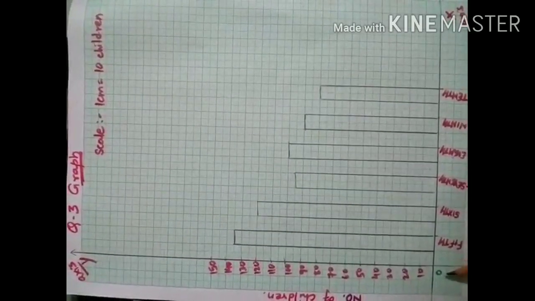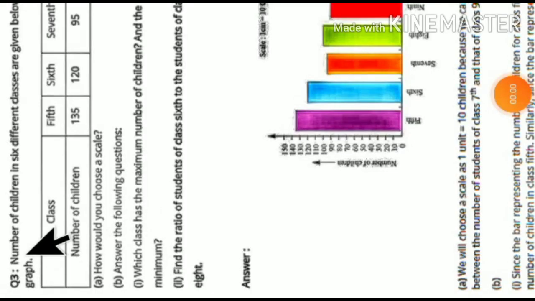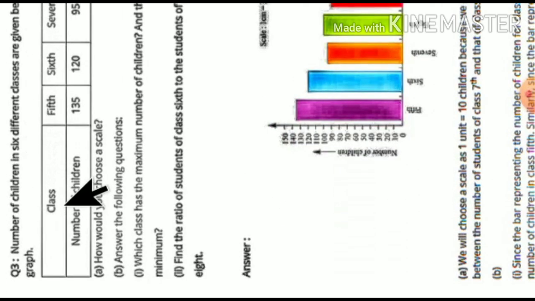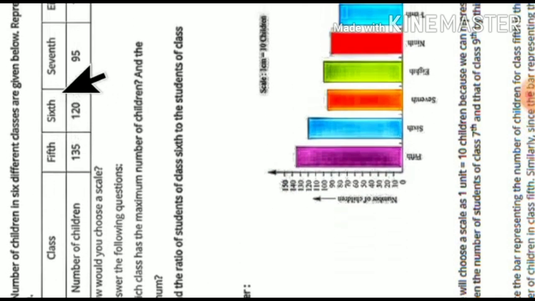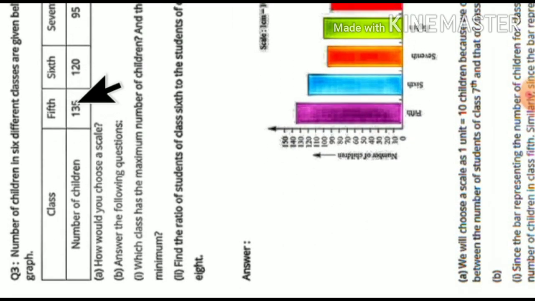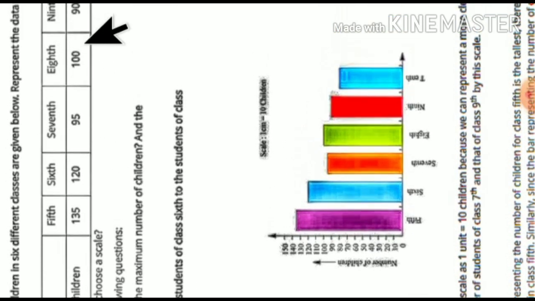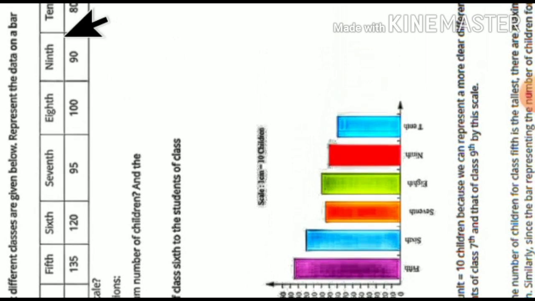Show the origin 0. Question number 3. Number of children in 6 different classes are given below. Represent the data on a bar graph. Now classes are given 5th, 6th, 7th, 8th, 9th and 10th, and number of children are given: 5th standard 135, 6th standard 120, 7th 95, 8th 100, 9th 90 and 10th is 80.